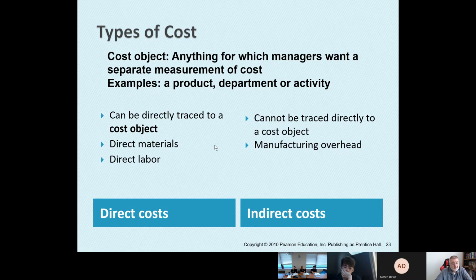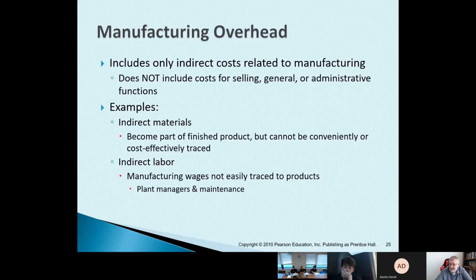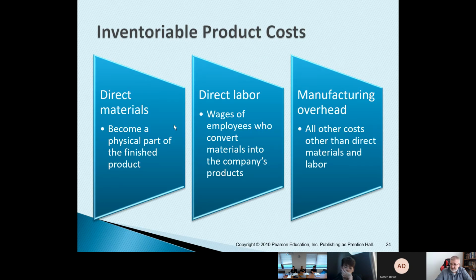Okay? Again, a lot of terms I'm throwing at you. It'll make more sense as we work through a spreadsheet and/or a flow chart. So I think that's what I have next. Manufacturing overhead. You guys can look through this. Okay, direct inventoriable product costs. I'll go ahead and hit it.